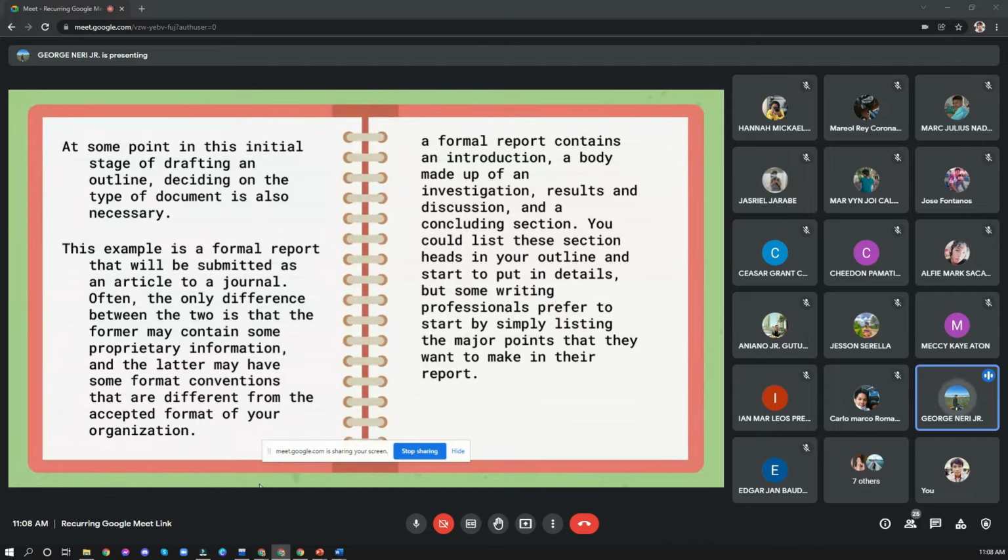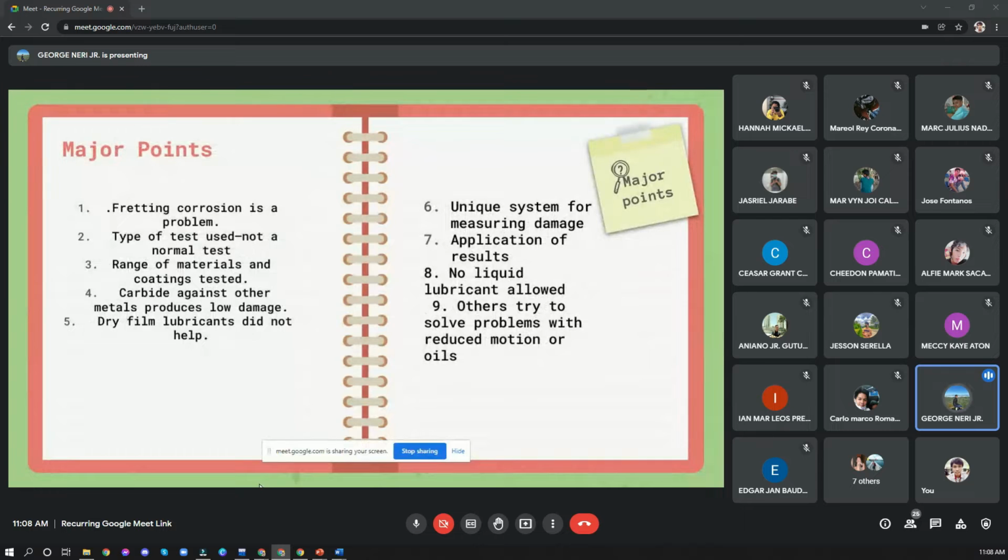A formal report contains an introduction, a body made up of an investigation, results, and discussion, and a concluding section. You could list these section heads in your outline and start to put in details. But some writing professionals prefer to start by simply listing the major points that they want to make in their reports.